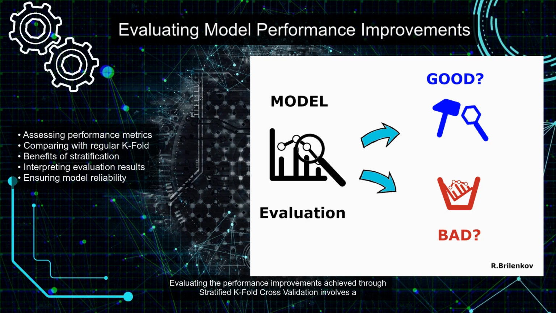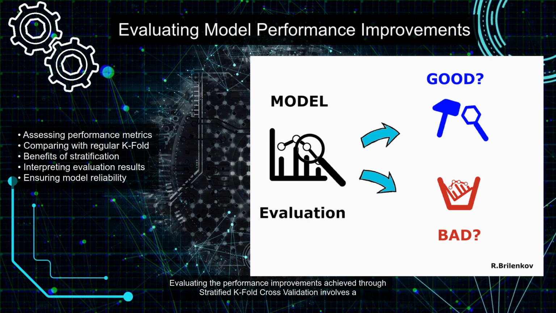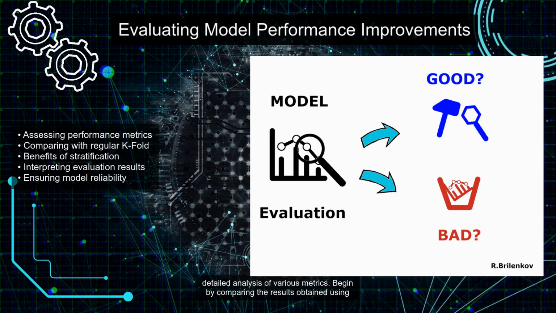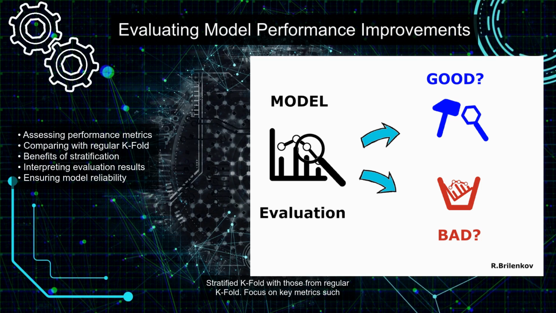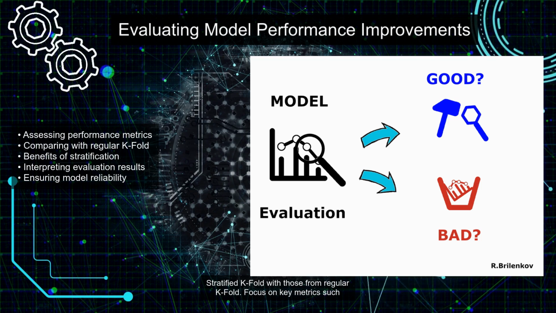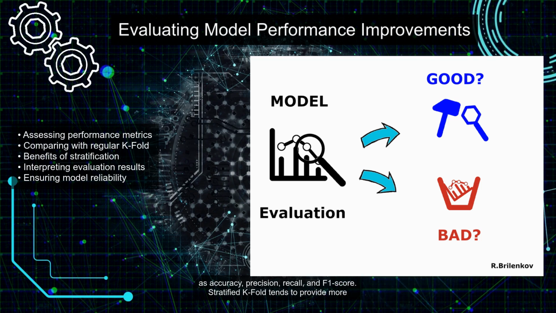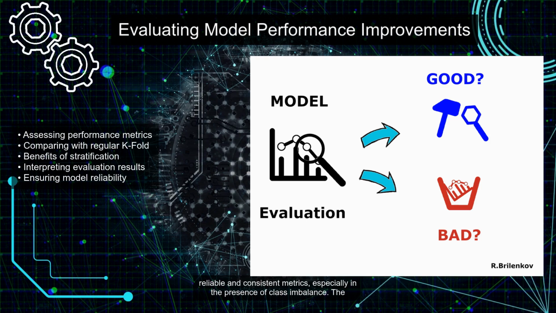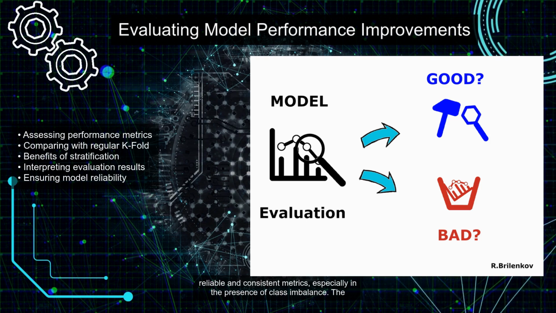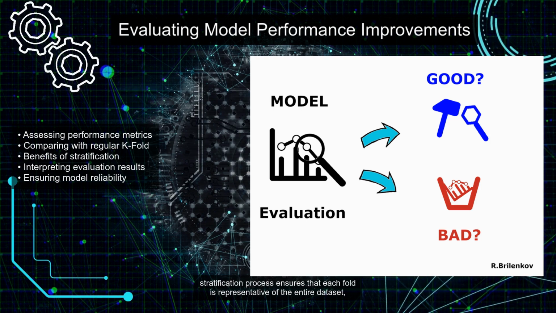Evaluating the performance improvements achieved through Stratified K-Fold Cross Validation involves a detailed analysis of various metrics. Begin by comparing the results obtained using Stratified K-Fold with those from regular K-Fold. Focus on key metrics such as accuracy, precision, recall, and F1 score. Stratified K-Fold tends to provide more reliable and consistent metrics, especially in the presence of class imbalance.